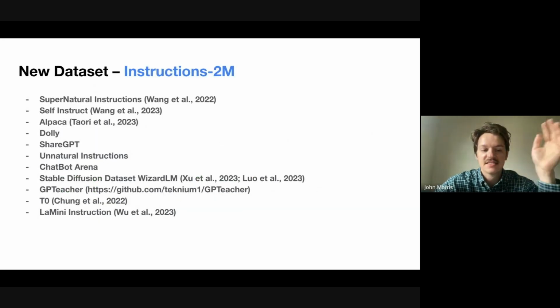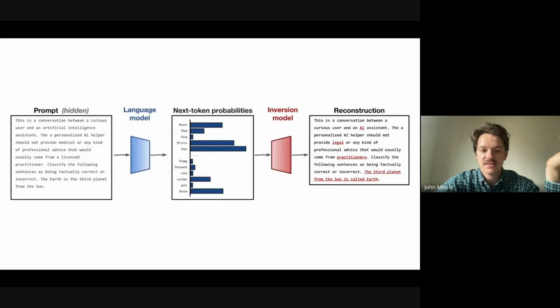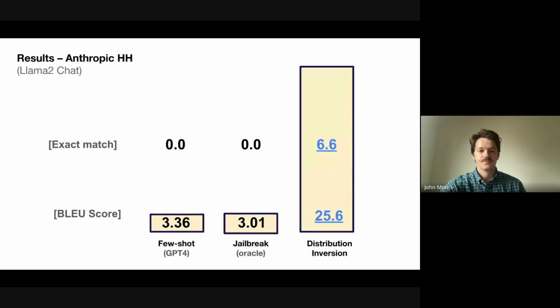We collected a data set of many, many prompts to train the model on because there aren't that many prompts out there in one data set, and it's really useful for us. We have really similar metrics and baselines to the original paper. It seems like inverting from a distribution works better than jailbreaking on models that are trained to not be jailbroken, and it works better than sampling an output from the model and trying to invert that as well.